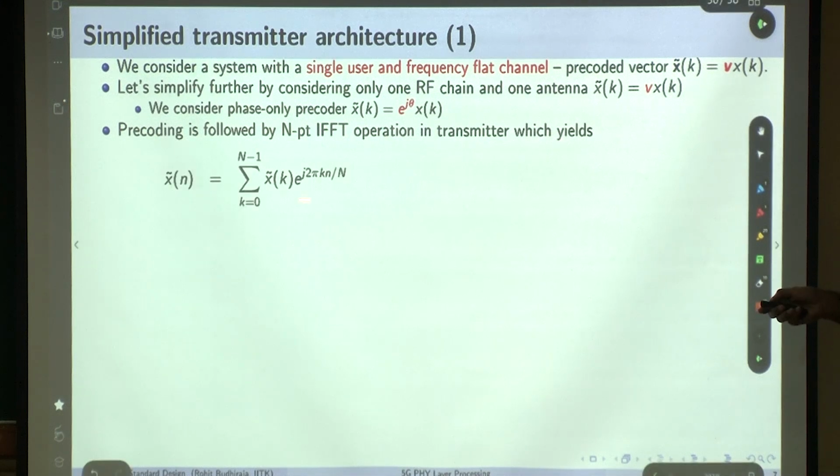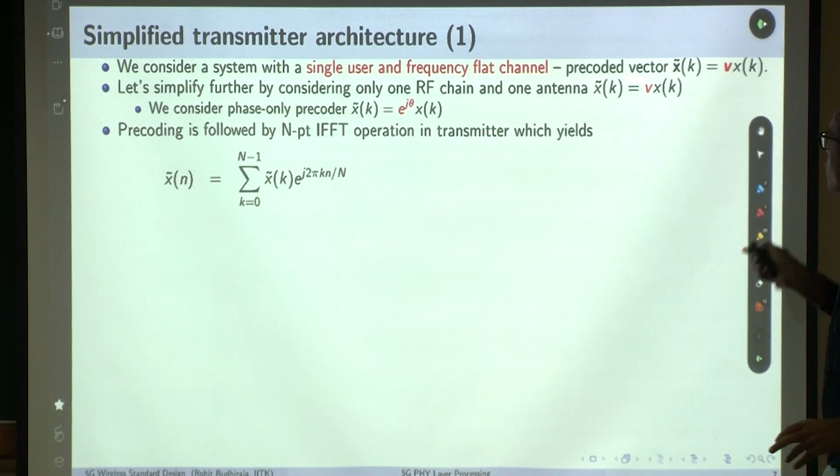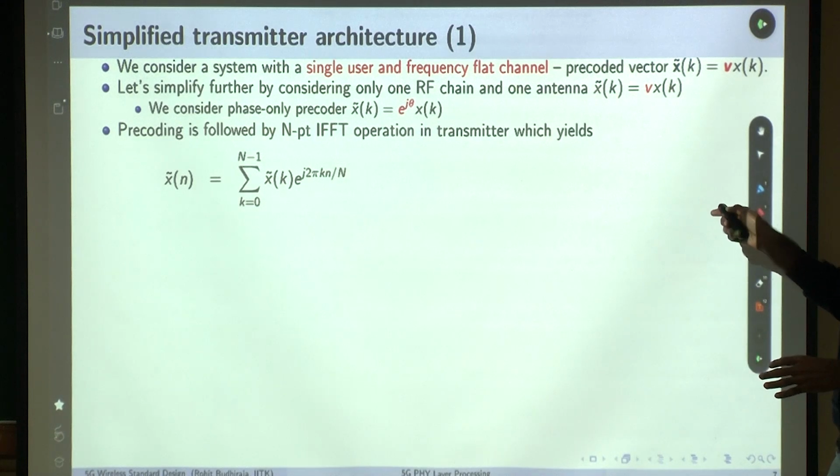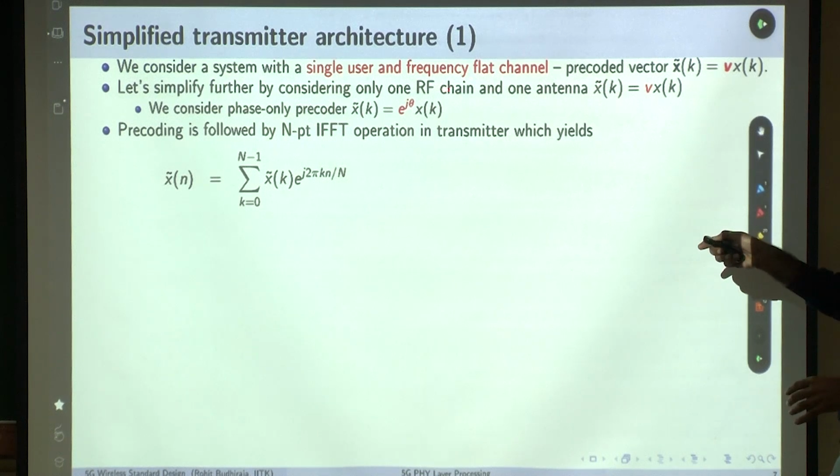What does it yield? Okay, so this is the signal I am considering. This is one RF chain and one antenna system. What will I do? I will take the IFFT of this, where k is the subcarrier, correct? That is what we do.